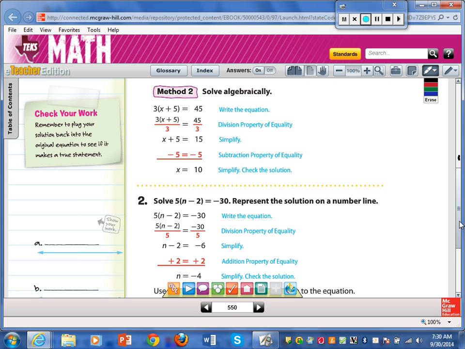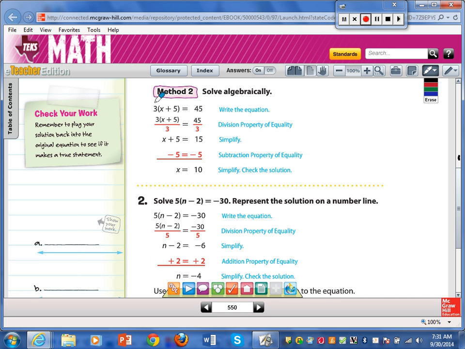Method 2. Solve algebraically. Check your work. Let's take a look at your hints over here. Remember to plug your solution back into the original equation to see if it makes a true statement. That's when you check it to make sure that your solution is correct. Now, method 2, we're going to solve algebraically. This is the best way to do it because everything is straightforward.